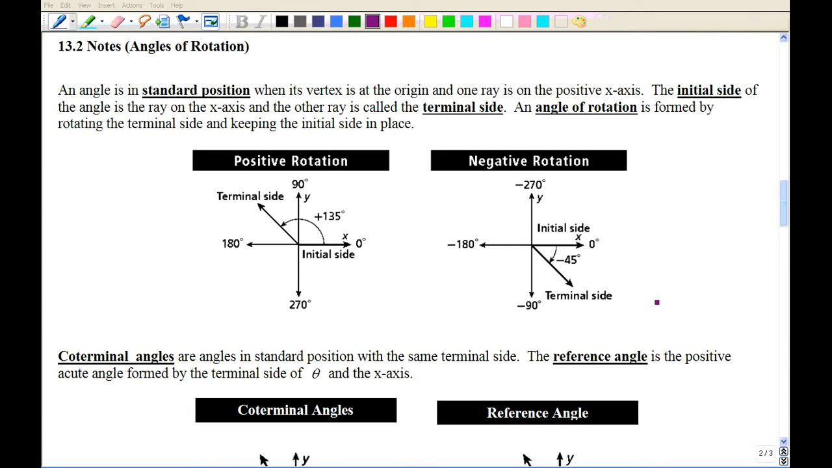Right, so this is 13.2 notes of our trig unit, day 2 of 3 for our trig unit here. So make sure you've got out your packet of notes ready to take notes with me.